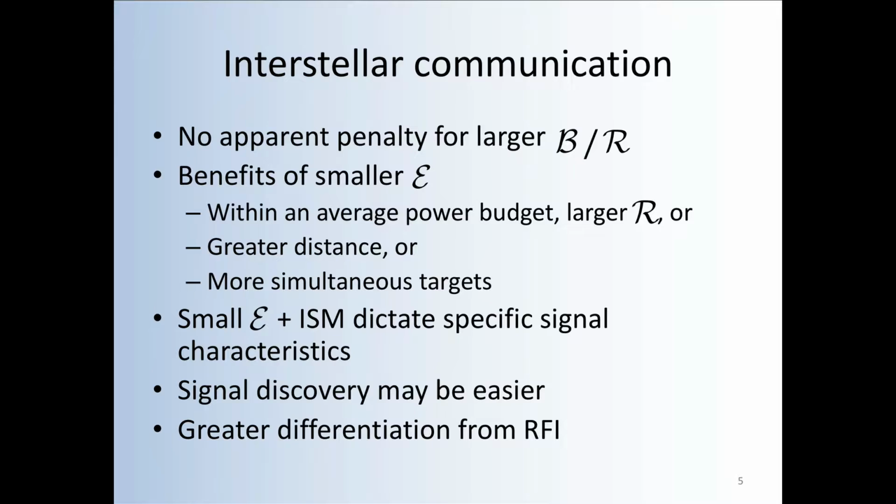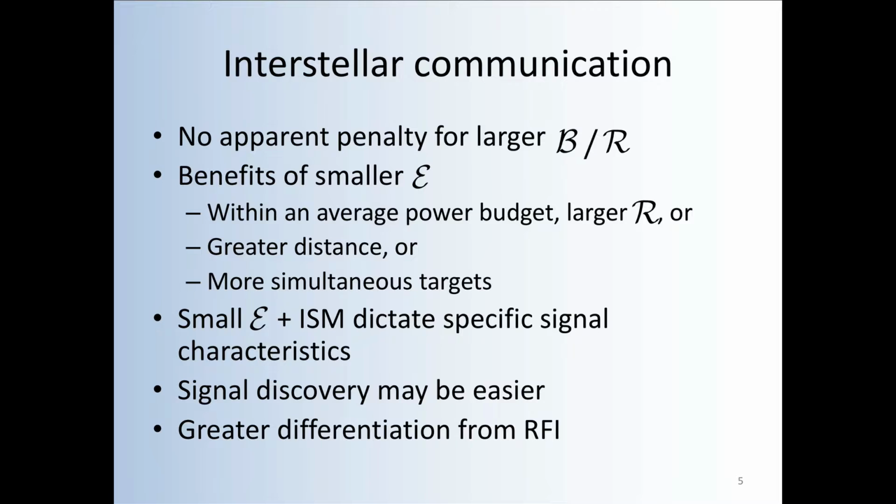There are only benefits that accrue to using a smaller energy per bit. Now, a small energy per bit plus the characteristics of the interstellar medium, as we'll see later, together dictate pretty specific signal characteristics that we would like to see. That is, communicating at low energy per bit through the particular impairments introduced by the ISM says a lot about the kind of signal that we're going to use.